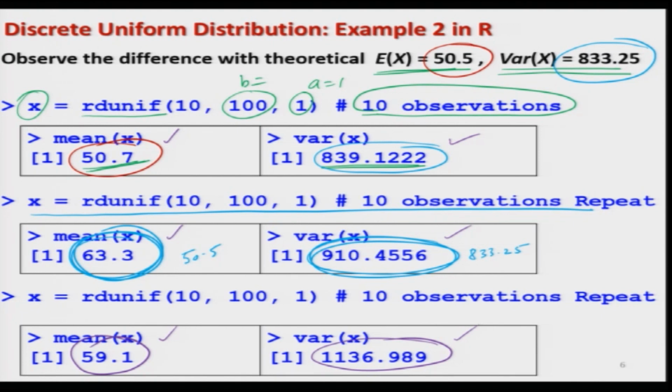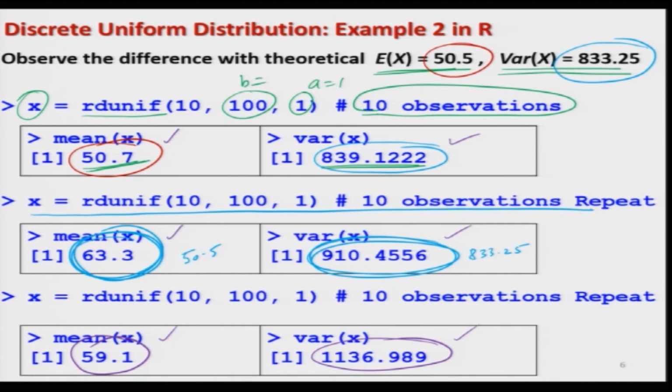That is why these observations will be changing in every draw, right. And then once these observations are changing in every draw, the mean and variance are also going to change. So, that means mean and variance are also random variables. Do you agree with me?